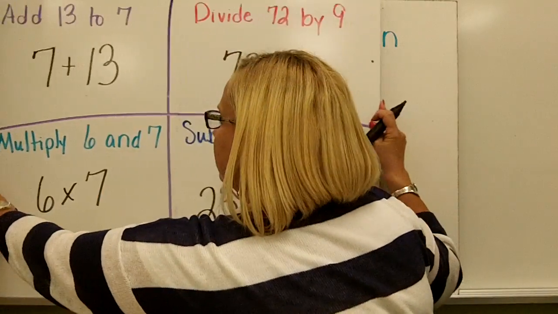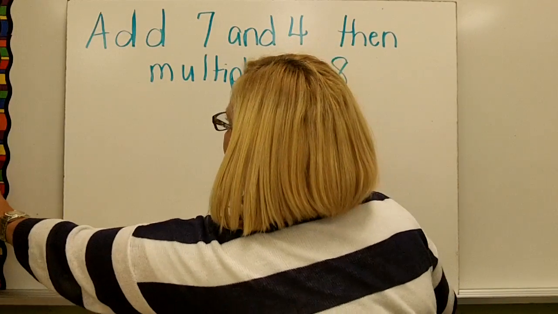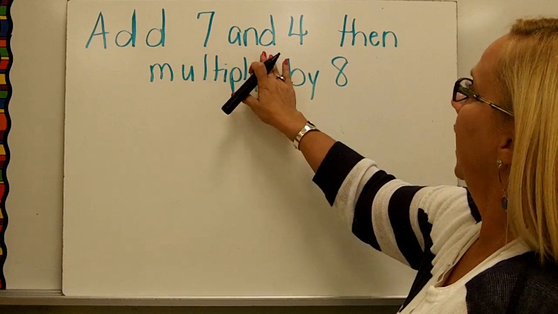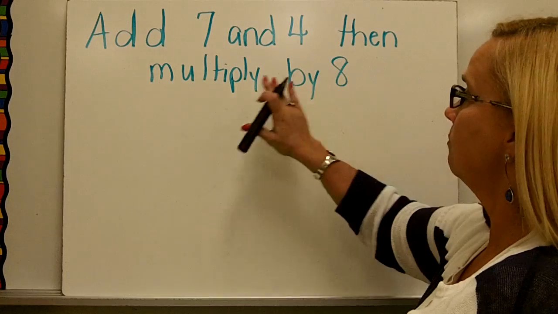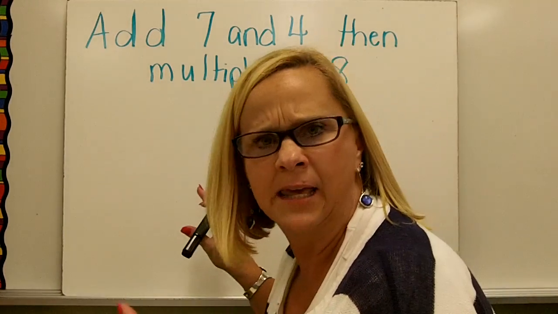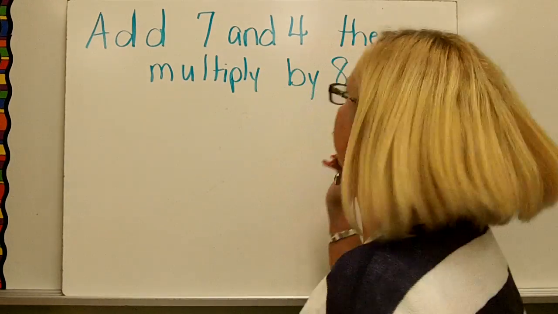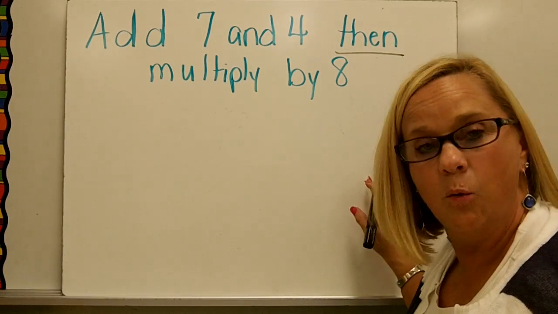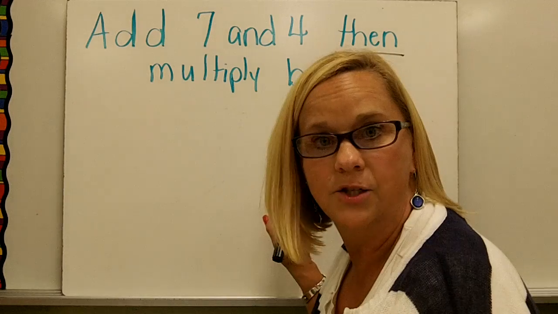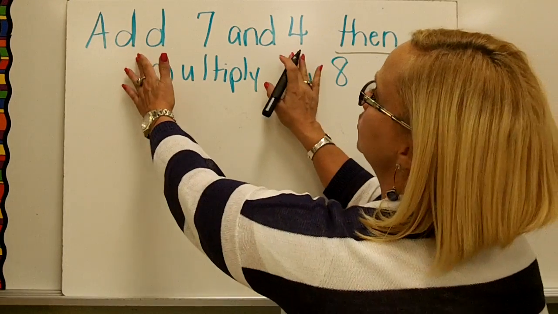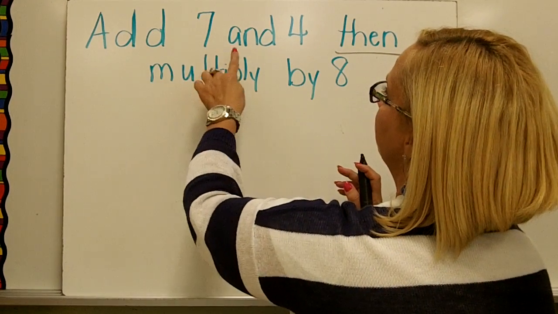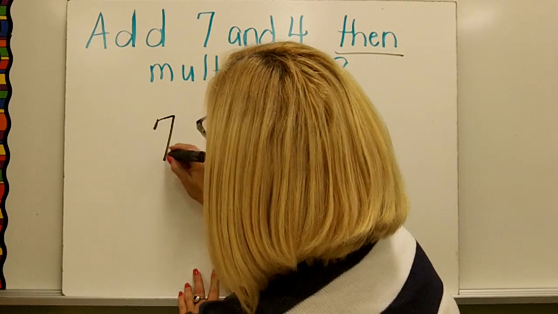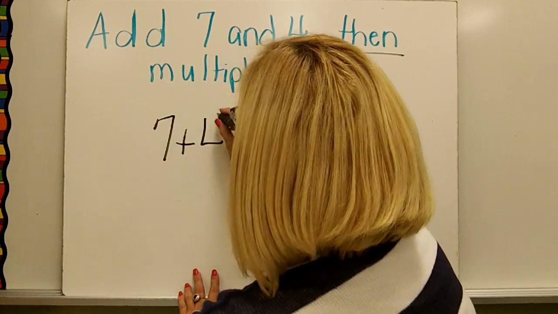All right, let's get just a little bit harder. We're going to add 7 and 4, then multiply by 8. I have a key word in this sentence that I want you to look at. The key word is then. That tells me what I need to do first and then what I need to do second. So this is what I need to do first, add 7 and 4. So I can do that by saying 7 plus 4.